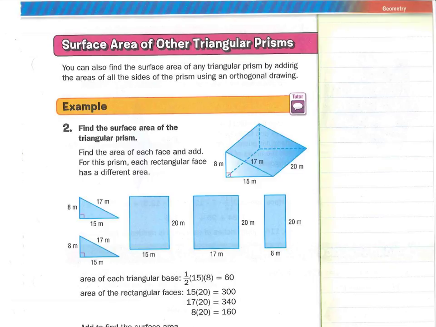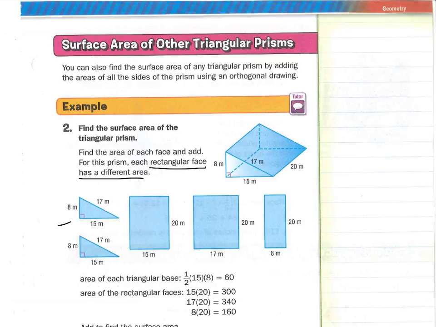Okay, if you don't want to use a net to find the surface area of triangular prisms, you can also find the surface area of any triangular prism by adding the areas of all the sides of the prism using an orthogonal drawing. That means just sort of split it up. So find the surface area of the triangular prism. Find the area of each face and add. For this prism, each rectangular face has a different area. That's because you do not have equilateral triangles. So let's draw it out.